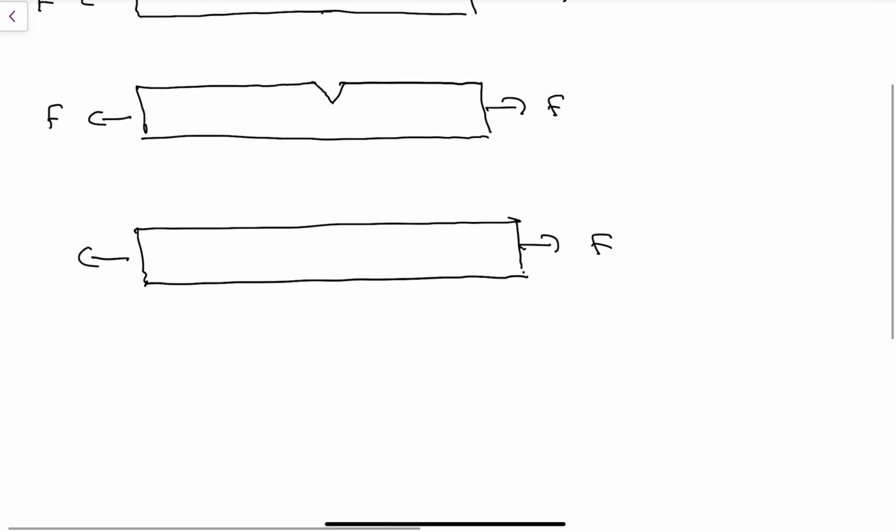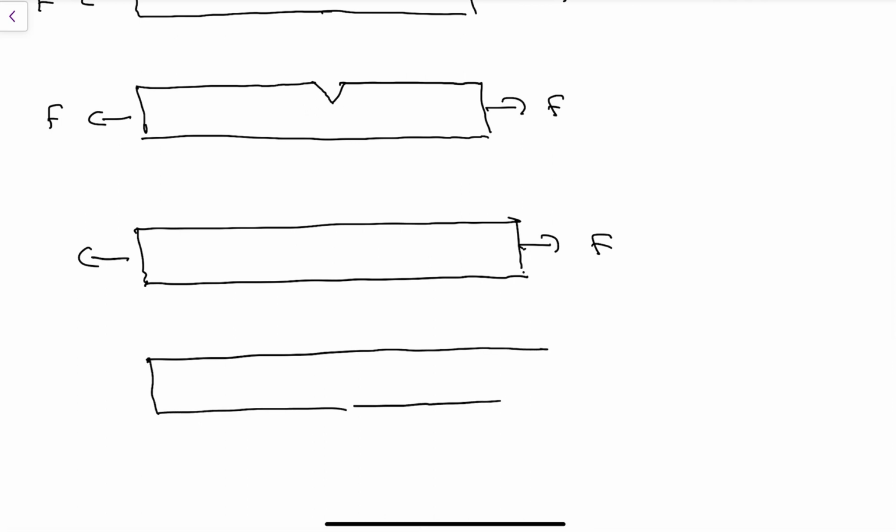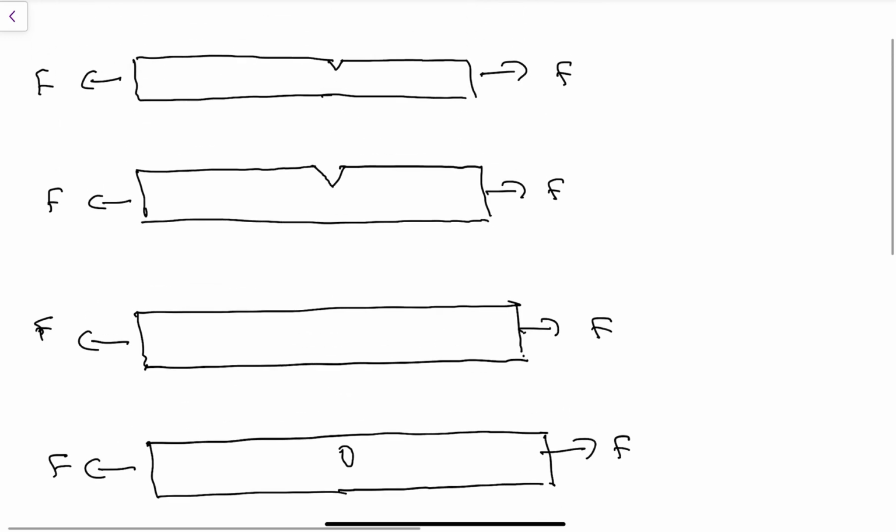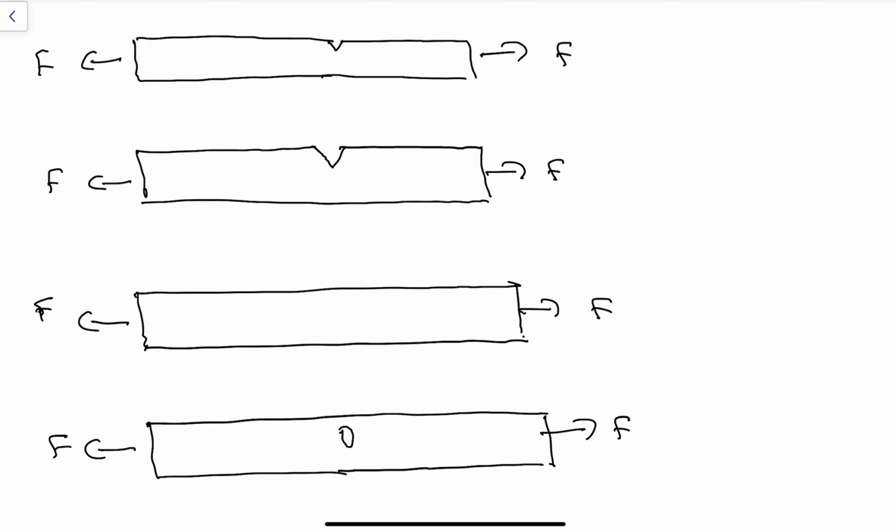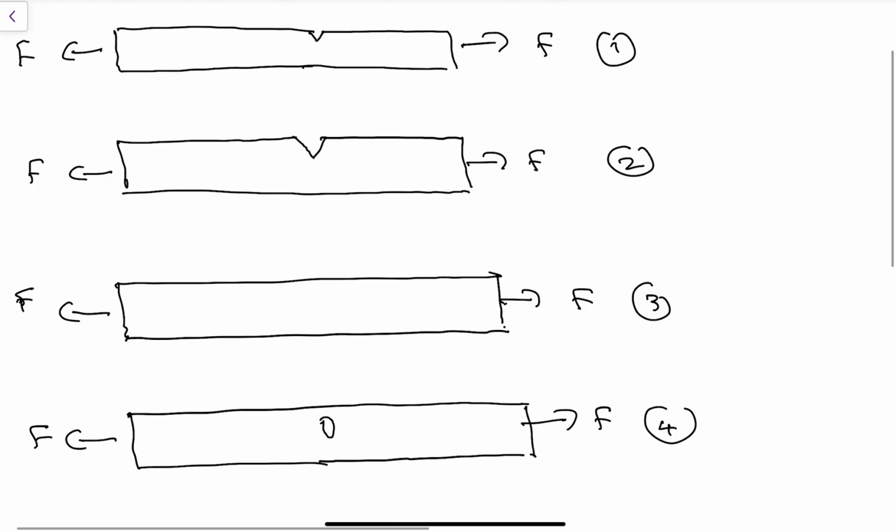Okay, let us consider one more paper. The crack here is at the middle. It is not at the edge. So let us denote it: this is 1, this is 2, this is 3, and this is 4. See, by intuition, you can see that the force required in 2 is the lowest.